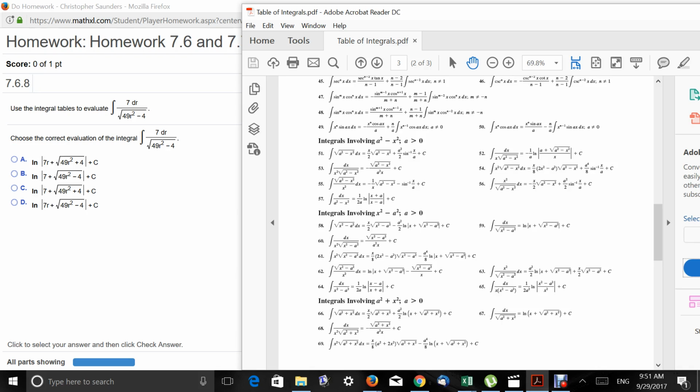So if x is 7r, that's ln 7r plus square root of x squared, which is 49r squared, minus 4. So I want x being 7r, so already it's just going to be between a and b, right, because x has to be 7r. And then the minus here matches the minus here, so we're looking for answer choice D.